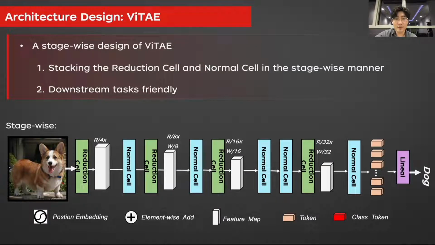The second setting is the stage-wise structure, which is beneficial to the application of ViTAE models in downstream tasks. We arrange the reduction cells and normal cells in stages. The final prediction is obtained through the average pooling of all the tokens as there is no class token in the stage-wise design.